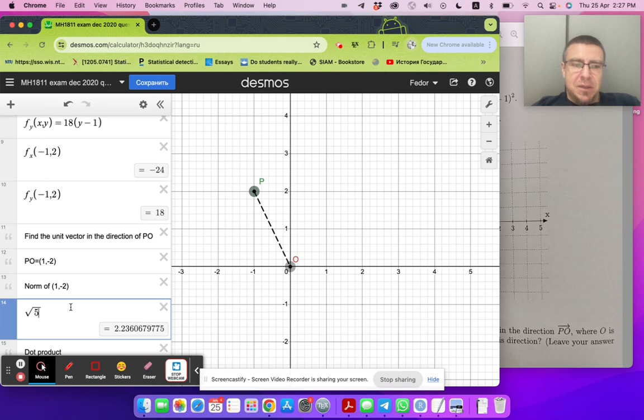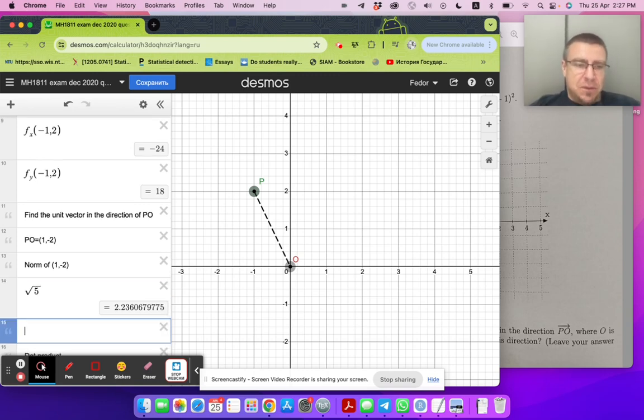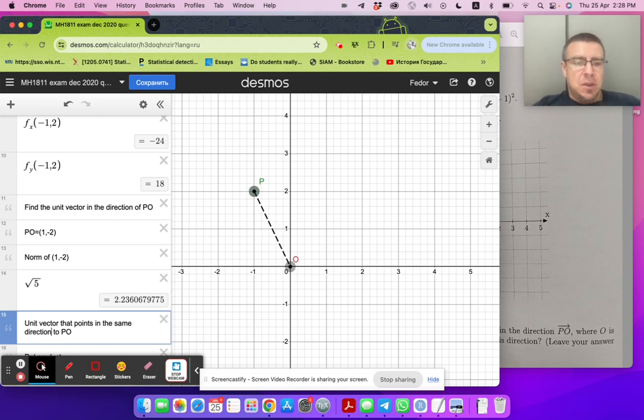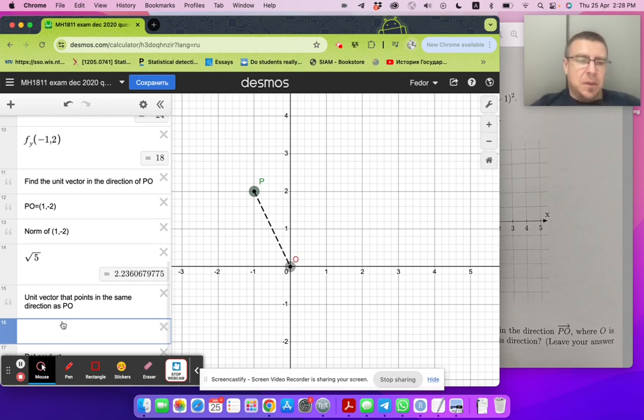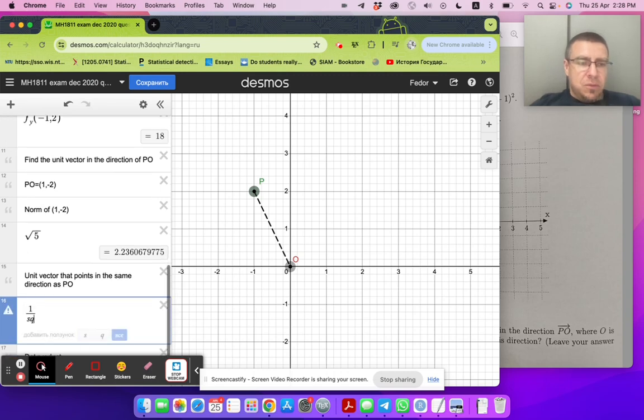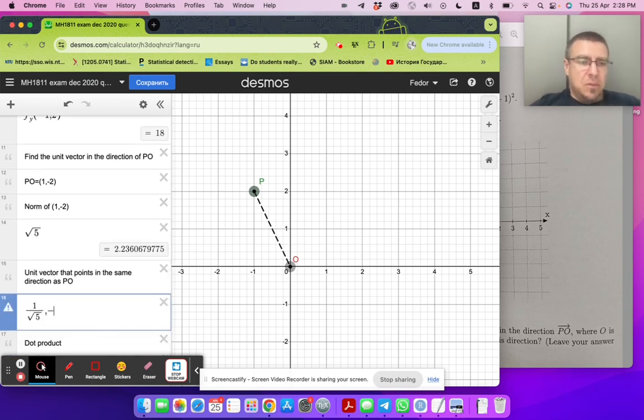So the unit vector that gives us the direction of the vector PO is going to be PO divided by its norm. The unit vector parallel to PO that points in the same direction as PO is just 1 over square root 5, comma, minus 2 over square root 5.